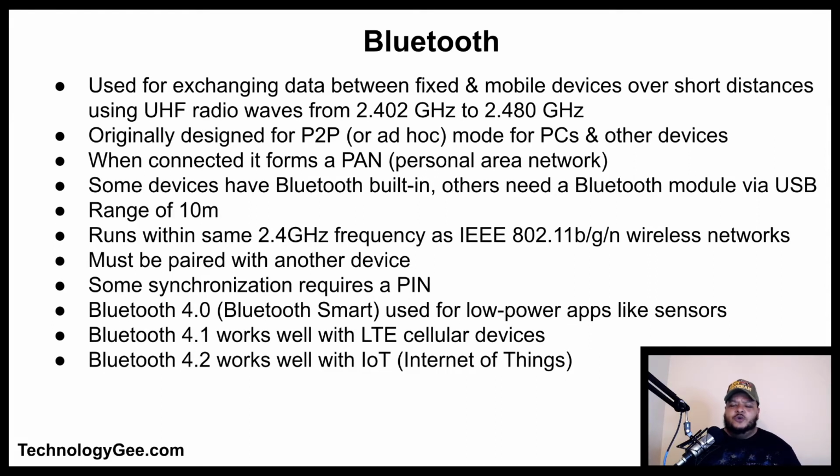Bluetooth 4.0, which is also known as Bluetooth Smart, is used with very low power applications such as sensors. Bluetooth 4.1 can perform multiple roles at the same time, and they work better with LTE cellular devices. And Bluetooth 4.2 adds features to support IoT, or the Internet of Things.